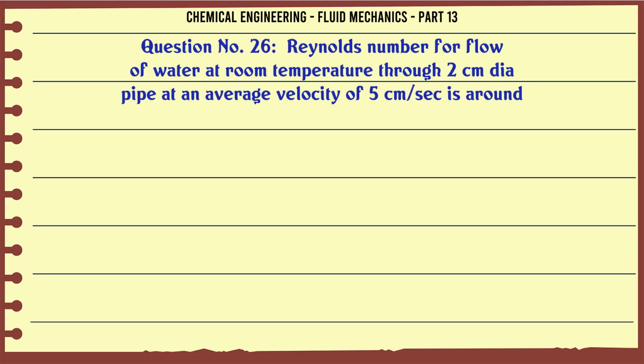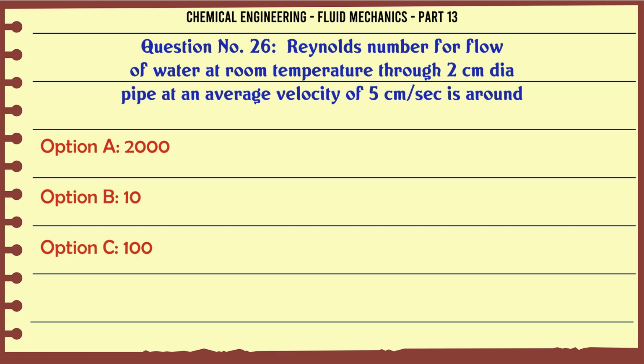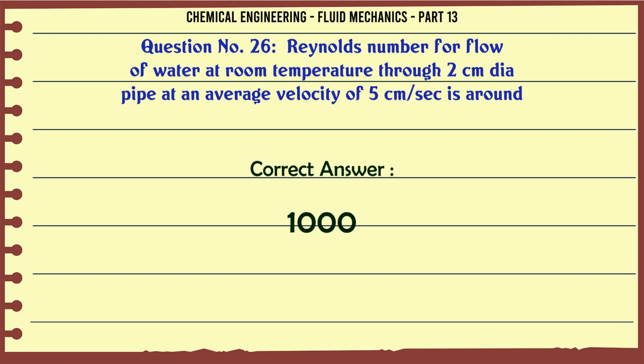Reynolds number for flow of water at room temperature through 2 cm dia pipe at an average velocity of 5 cm/sec is around A. 2000. B. 10. C. 100. D. 1000. The correct answer is 1000.